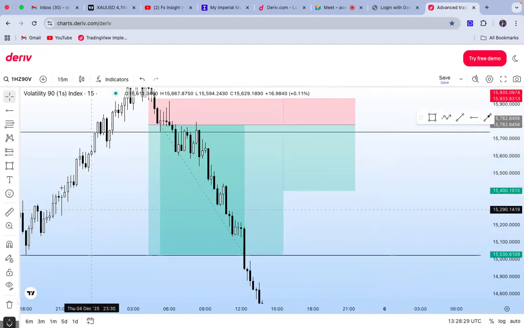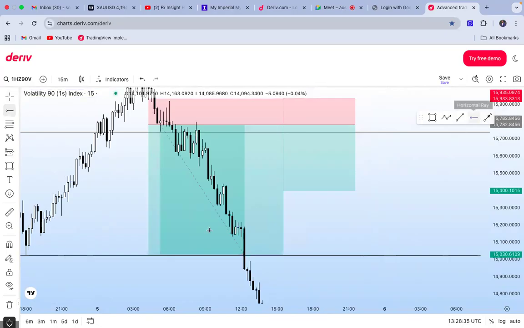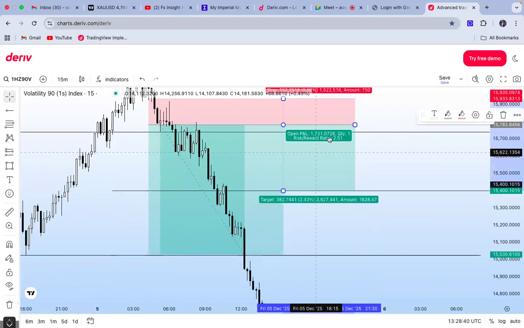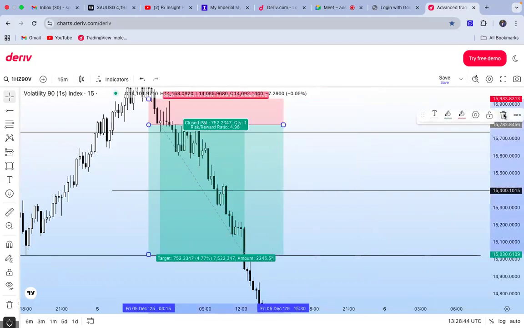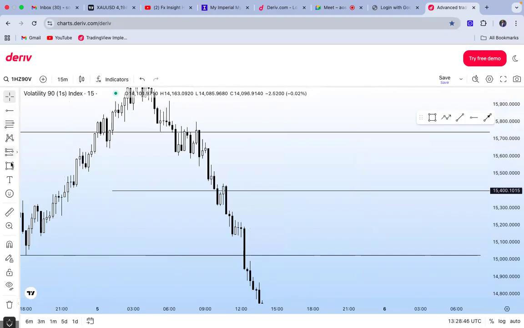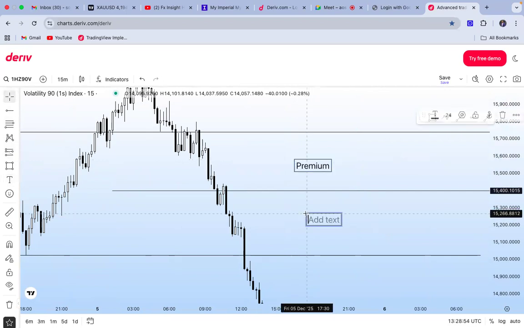So I can put a line right there and say that the top part is my premium zone and the bottom part is the discount zone. So this is premium, and then this is discount.